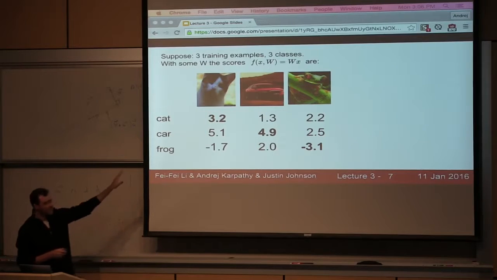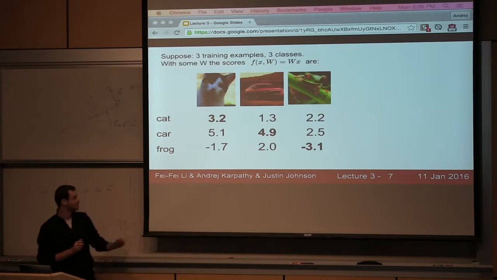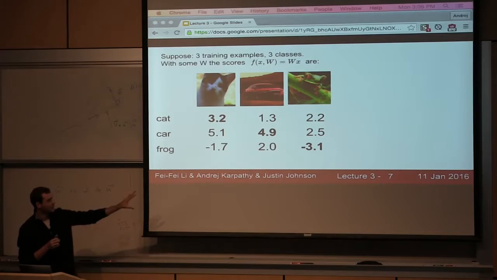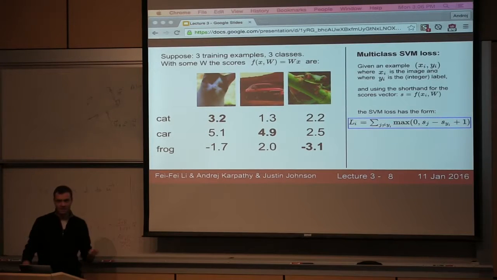So suppose we only had 3 classes instead of tens of thousands. And we have these 3 images, and these are our scores for some set of W's. And we're going to now try to write down exactly our unhappiness with this result. So the first loss we're going to look into is termed a multi-class SVM loss. This is a generalization of a binary support vector machine that you may have seen already in different classes. I think 229 covers it as well.